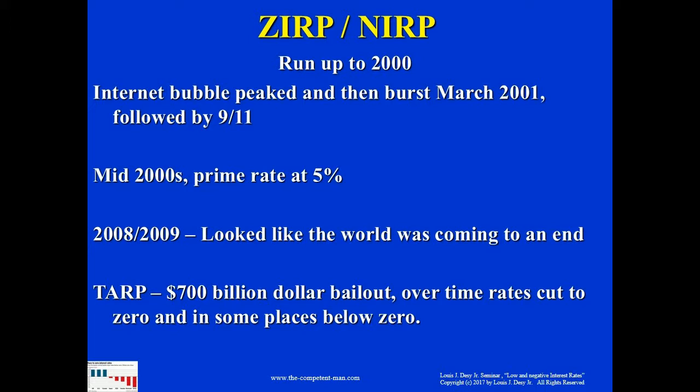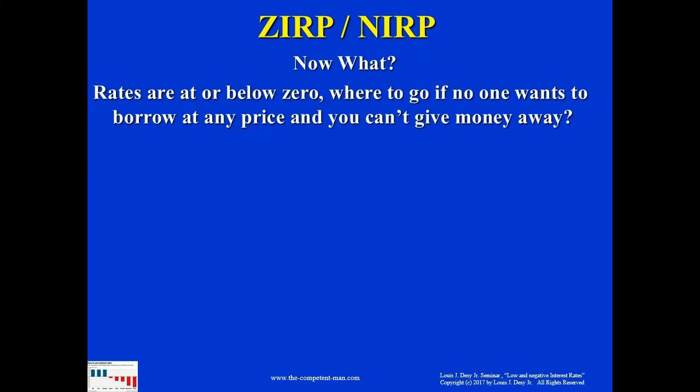In 2008 and 2009 it looked like the world was coming to an end with the financial crisis, the failure of a number of banks, and the de facto nationalization of Freddie Mac and Fannie Mae, plus AIG was in trouble. TARP was enacted as a $700 billion bailout to stabilize the financial system, and over time rates were cut to zero, and in some places below zero afterwards. Now what happens? With rates at or below zero, where to go if no one wants to borrow at any price and you can't give money away?